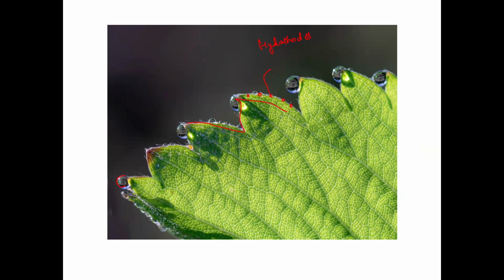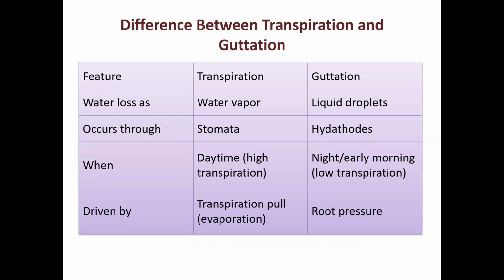Through these hydathodes, the pore water oozes out in the form of liquid. No evaporation is done here like in transpiration. So let's figure out the difference between transpiration and guttation, usually asked in the question.